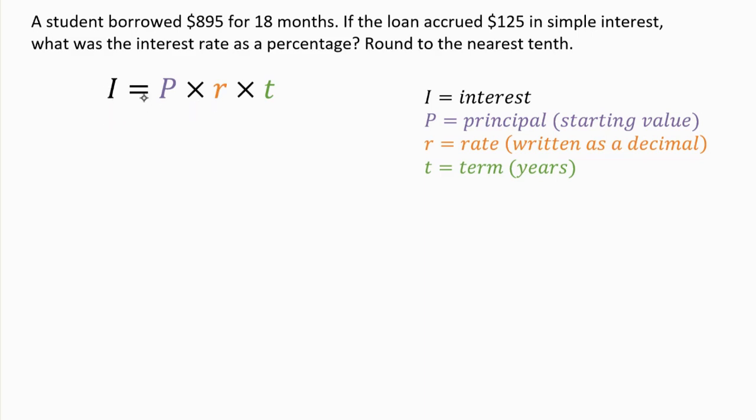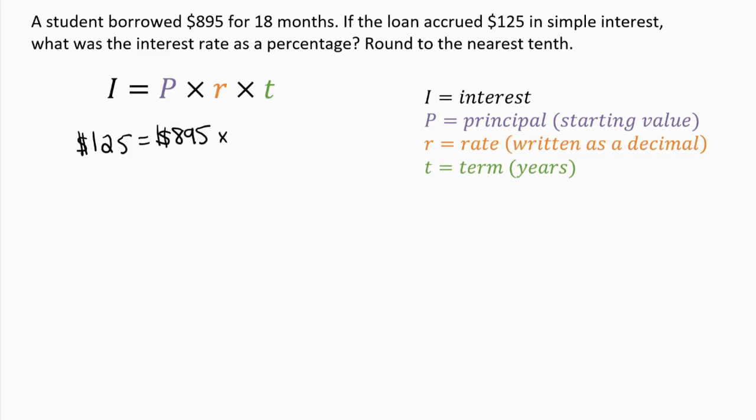So interest will equal principal, which is always your starting value. We multiply that by the rate, which is written as a decimal, and then we multiply that by the term, which is time, and we always write that in years. So the first thing we're going to write is interest, which was given to us, $125, equals the principal. So the student borrowed $895. That's the starting amount.